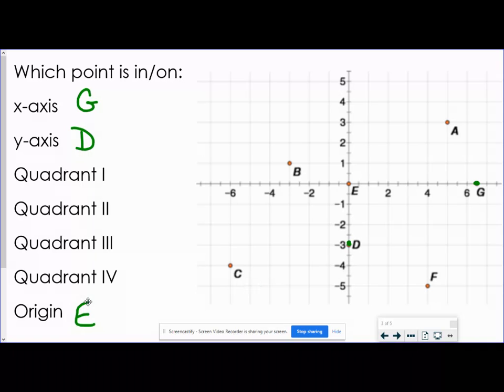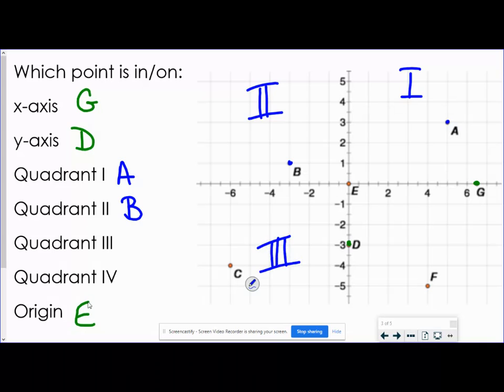Okay? In quadrant 1, remember, here's quadrant 1. The point that's in quadrant 1 is A. And quadrant 2, we're going to go counterclockwise. The point that's in quadrant 2 is going to be point B. Quadrant 3 is down here. That's point C. And quadrant 4, down here, remember 4 is IV, I already have it listed there. That's at 4, -5, that's point F.